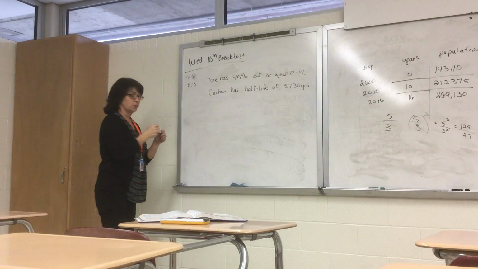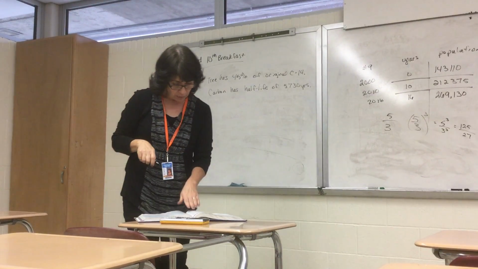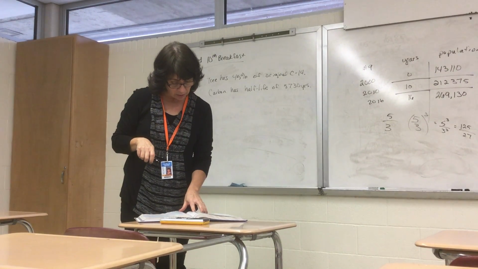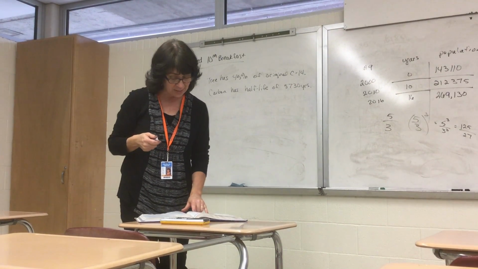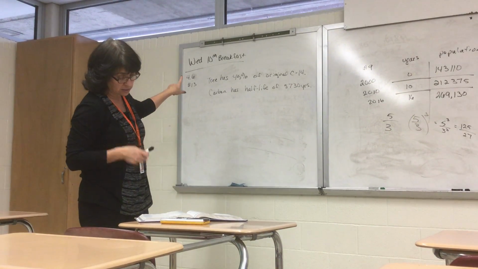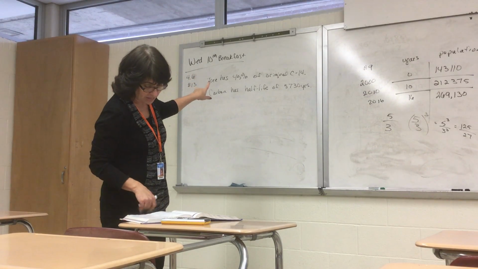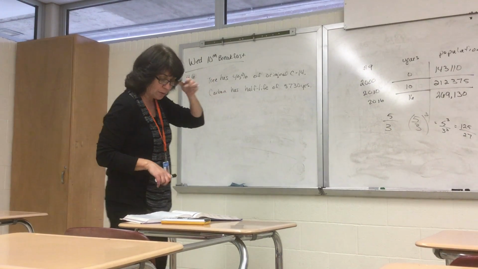Number 13. It says, geologists have determined that Crater Lake in Oregon was formed by a volcanic eruption. Chemical analysis of a wood chip, assumed to be from a tree that died during the eruption, has shown that it contains approximately 45% of its original carbon-14. Estimate how long ago the volcanic eruption occurred.